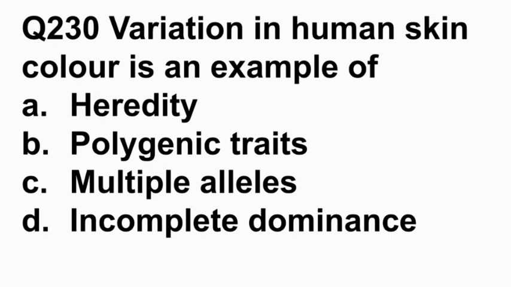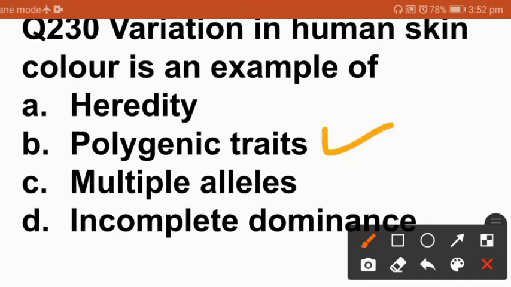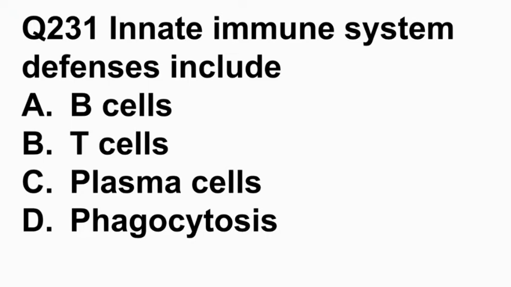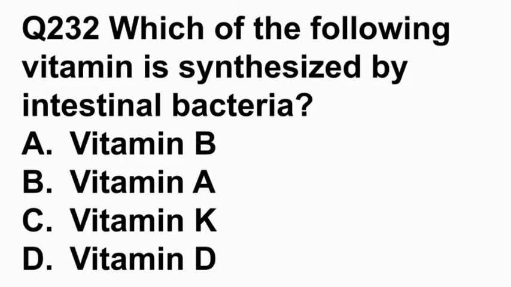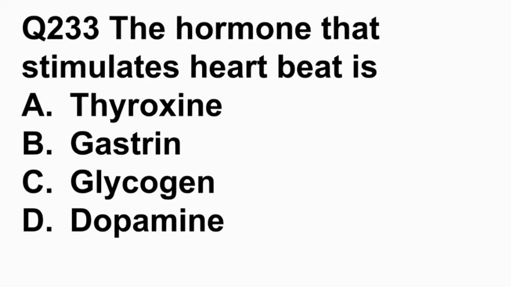Variation in human skin color is an example of B. Polygenic traits. Innate immune system defenses include D. Phagocytosis. Which of the following vitamins is synthesized by intestinal bacteria? C. Vitamin K. The hormone that stimulates heartbeat is A. Thyroxine.